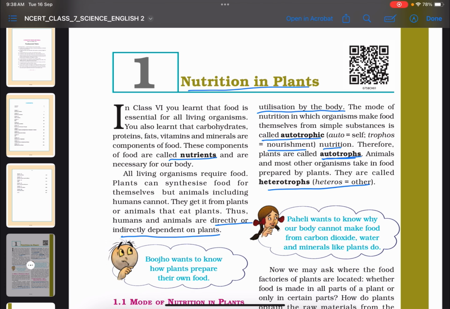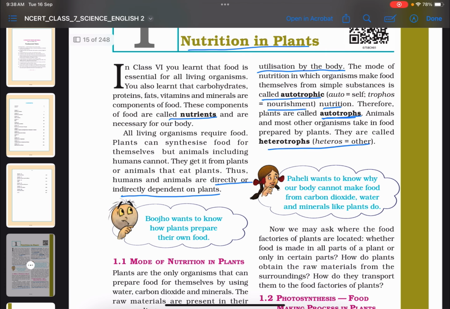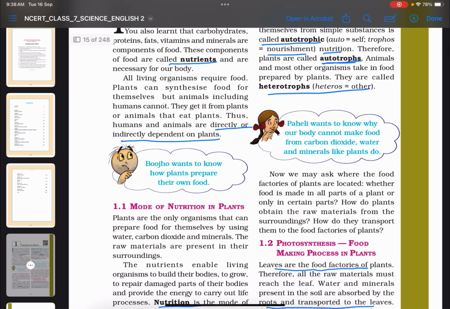Let's get started. In class 6, you learned that food is essential for all living organisms. You also learned that carbohydrates, protein, fats, vitamins, and minerals are components of food. These components of food are called nutrients and are necessary for our body.